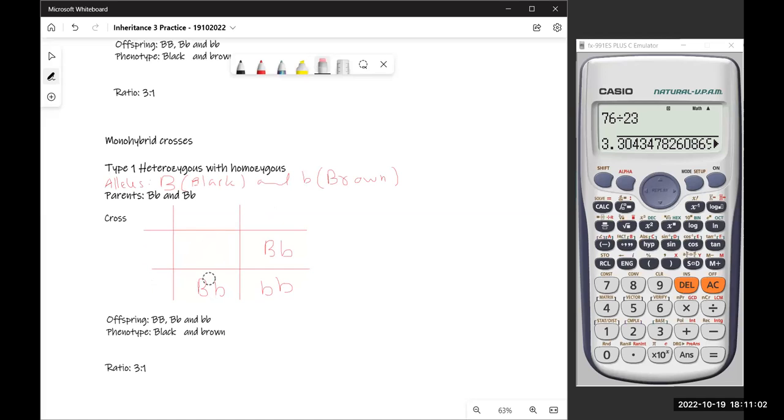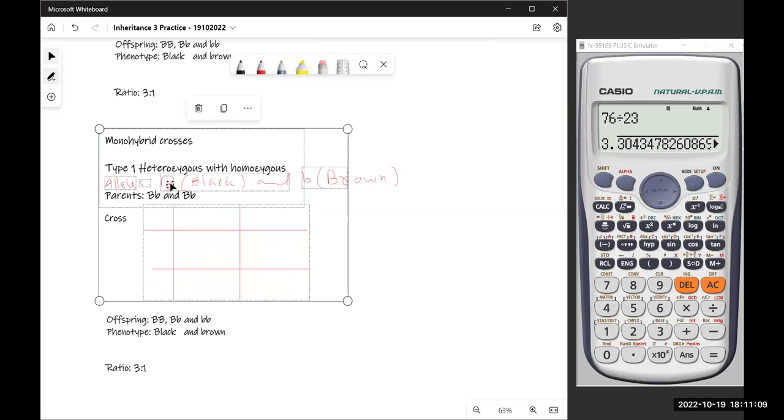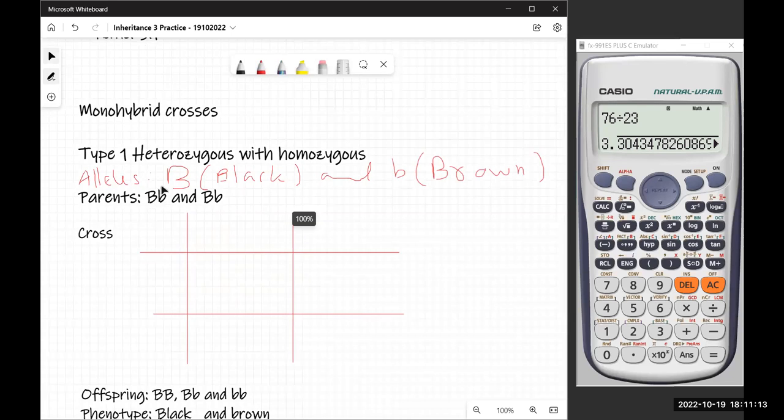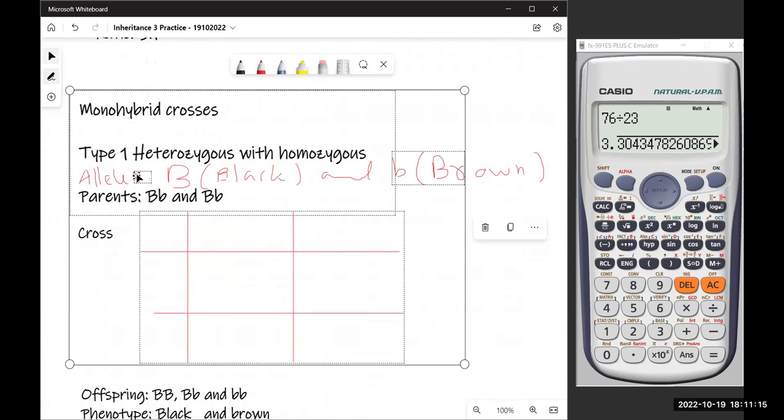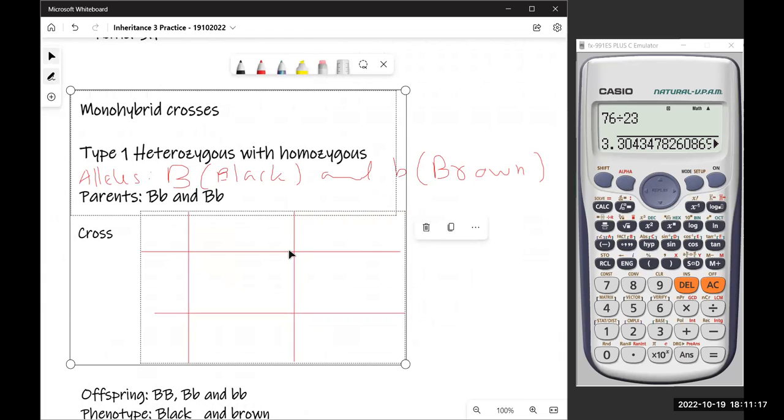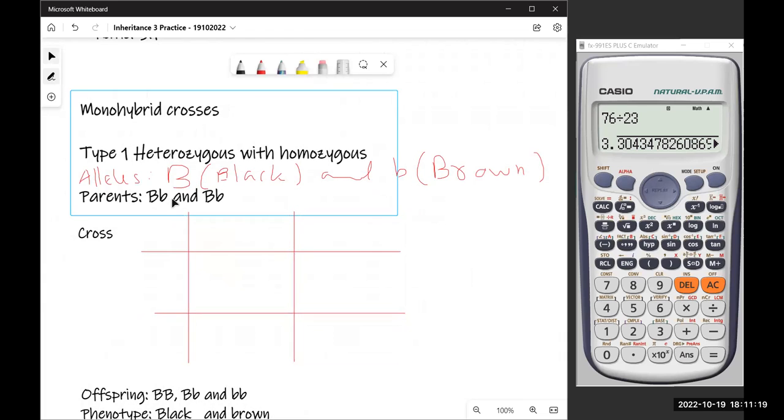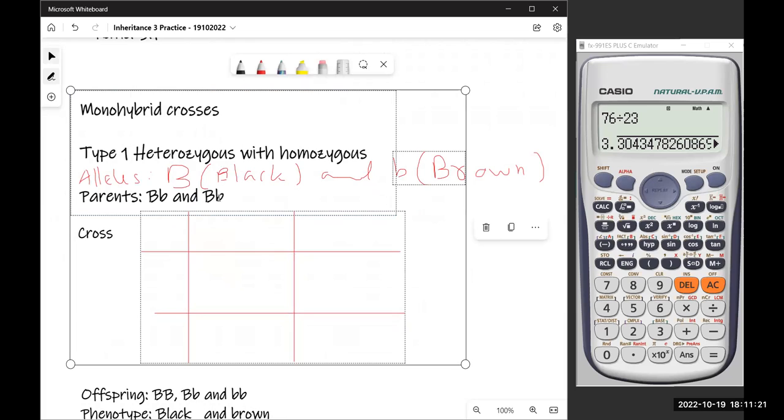Now, this one is when you have heterozygous with homozygous. So parents are not going to be capital B, capital B, small b. So one of them is going to be homozygous. The other is heterozygous. Okay. Lula, can you tell me what is heterozygous?